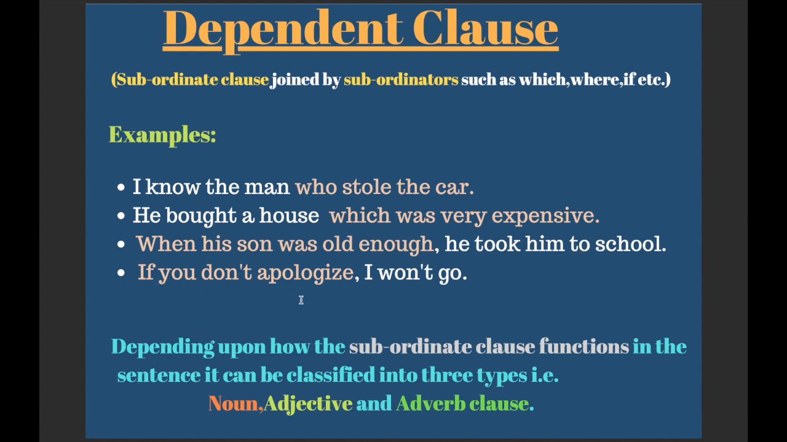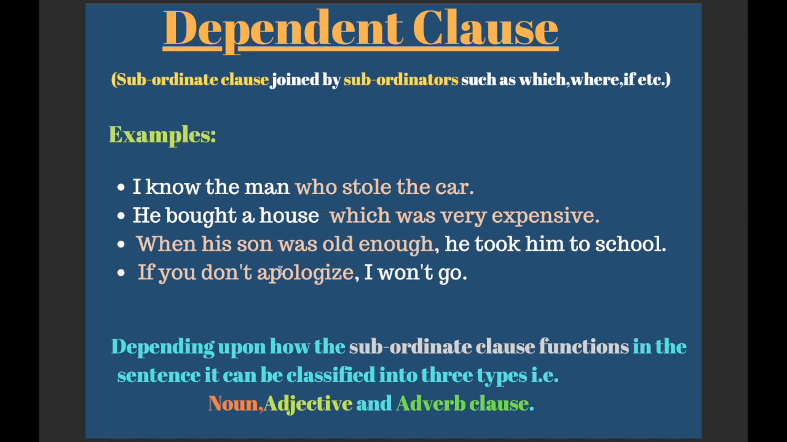If you don't apologize, I won't go. So here, one thing you must have noticed is that in the first two examples, I haven't used a comma, whereas in the last two examples, I'm using a comma. So always remember, whenever the dependent clause is written first and the main clause is written afterwards, then we have to use a comma after the dependent clause or the subordinate clause. In the first two examples, we are writing the main clause first and the dependent clause later on. That is why we haven't used a comma here.